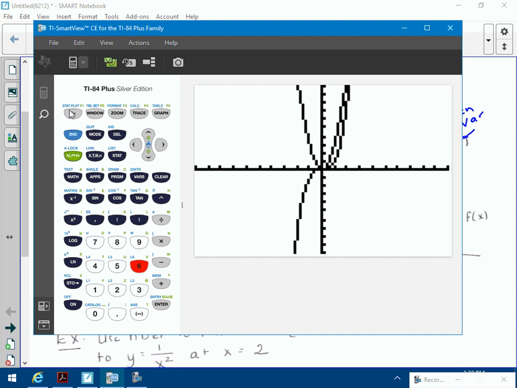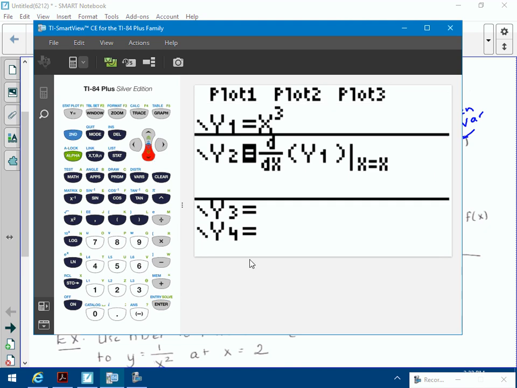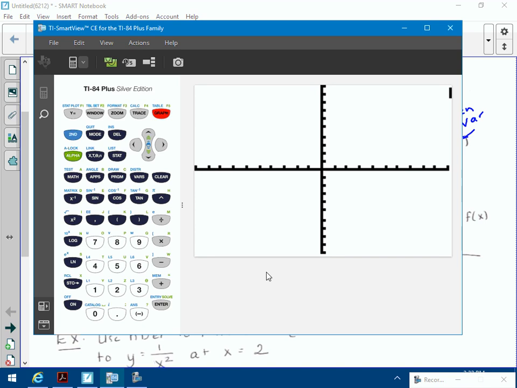And if you'd rather just see one, if you don't want to see the original equation, you can go to that y equals list, turn off the equals on x cubed. So go to the equal sign and hit enter, that turns it off. And now when I graph it, I'll just see a graph of the derivative. So that's a graph of the derivative function, whatever it may be.